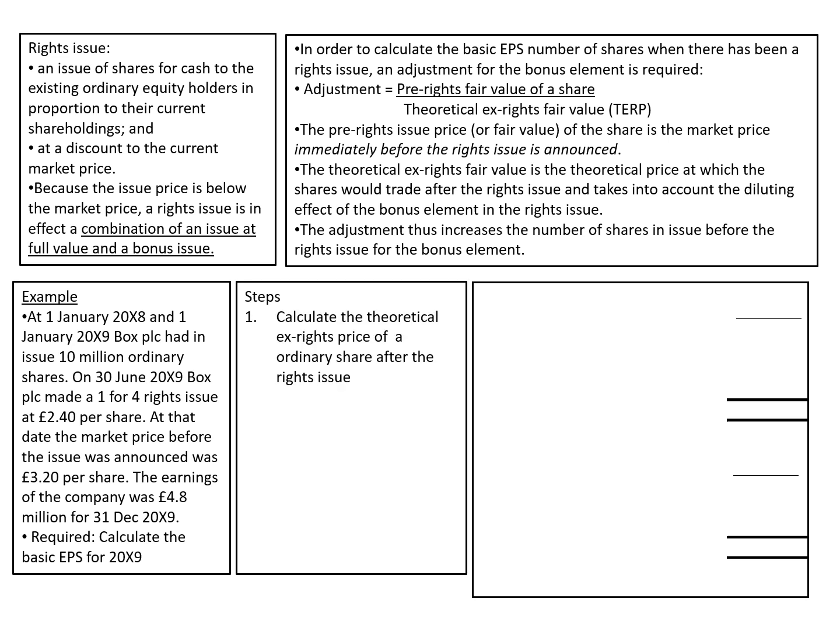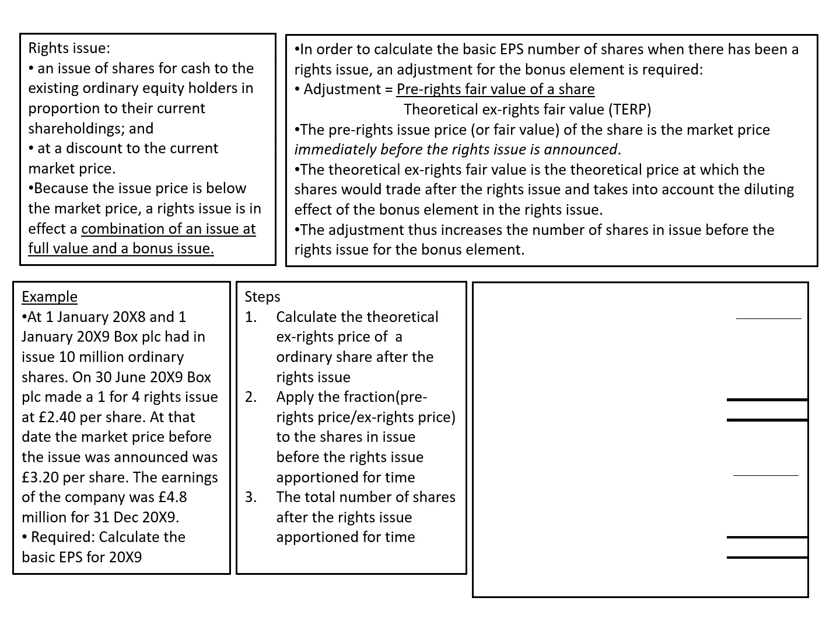So the first step is to calculate the theoretical ex-rights price of the ordinary shares after the rights issue, or calculate TERP. Then apply the fraction, which is the pre-rights price divided by the TERP, to the shares in issue before the rights, apportioned for time. The total number of shares after the rights issue we also have to calculate, and finally we then work out the weighted average number of shares, which is the sum of 2 plus 3.